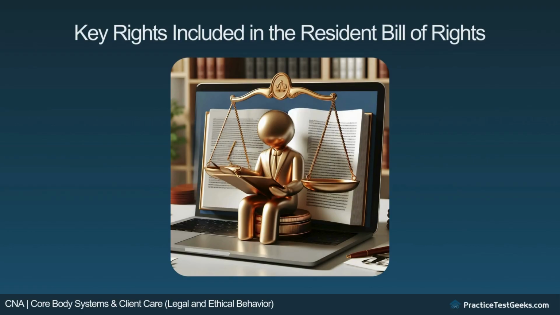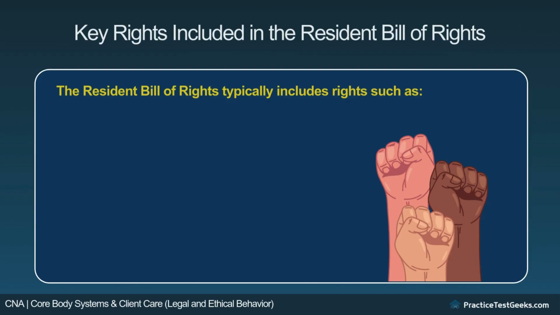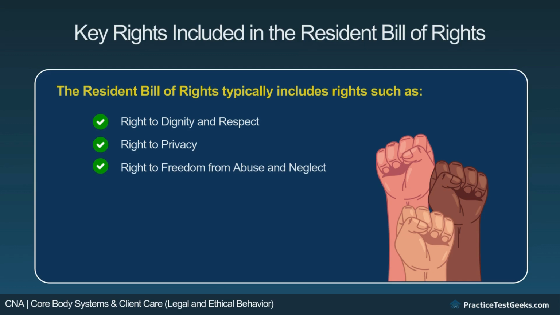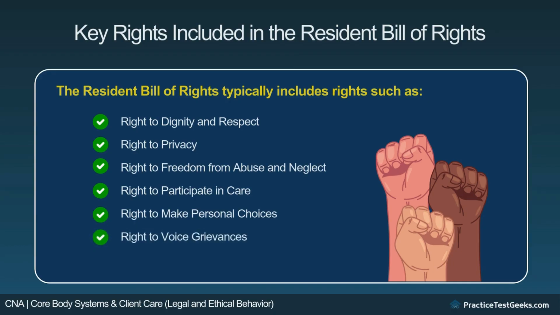Key rights included in the Resident Bill of Rights. A Resident Bill of Rights typically includes rights such as: the right to dignity and respect, being treated as an individual with respect and without discrimination; the right to privacy, confidentiality of personal and medical information; the right to freedom from abuse and neglect, protection from physical, emotional, and financial abuse; the right to participate in care, involvement in planning and decision-making; the right to make personal choices, freedom to choose daily activities, visitors, and schedules; the right to voice grievances, the ability to express concerns without fear of retaliation; and the right to quality of life, access to social, recreational, and cultural activities.